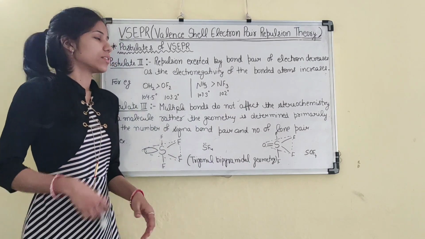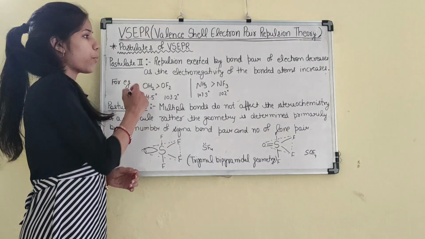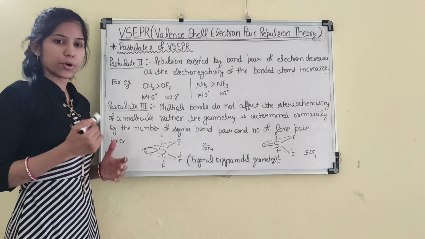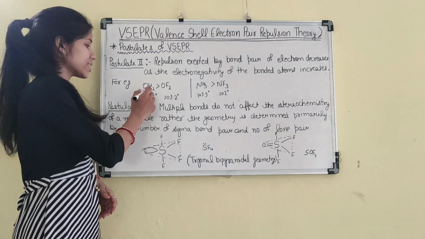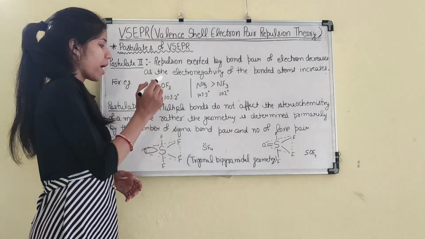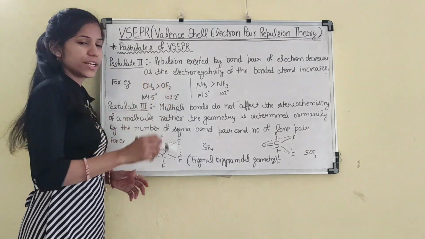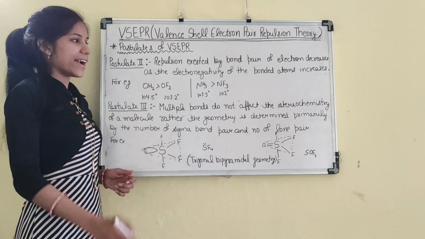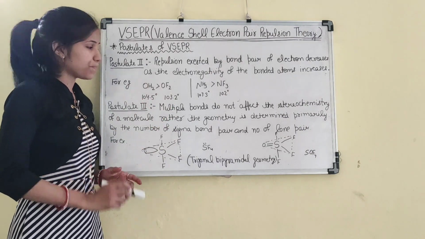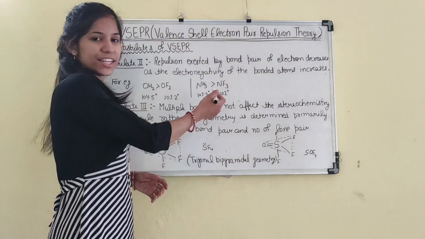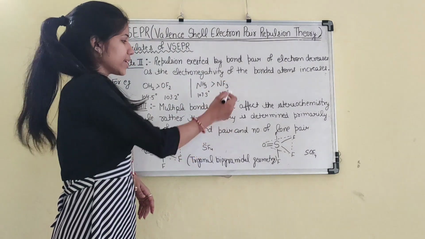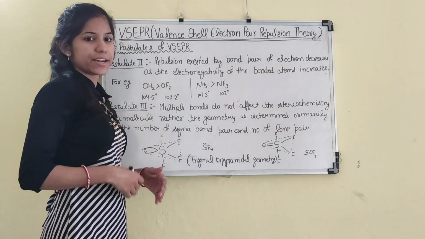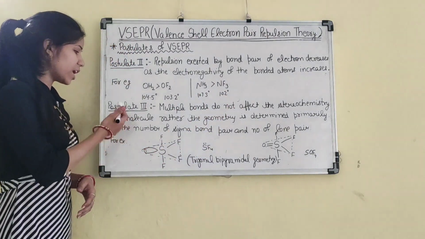Second postulate. The repulsion exerted by a bond pair of electrons decreases as the electronegativity of the bonded atom increases. In H2O and in F2O, fluorine is the most electronegative atom, so the repulsion is less and the bond angle is less. And in the same case, NH3 and NF3, F is the most electronegative, so the bond angle is 102 degrees and repulsion is less.